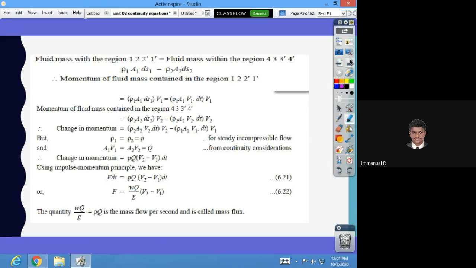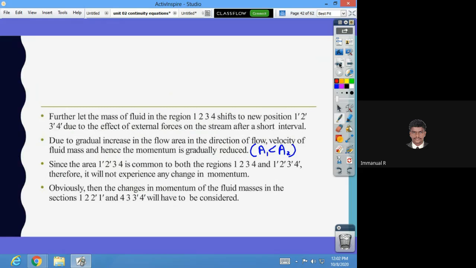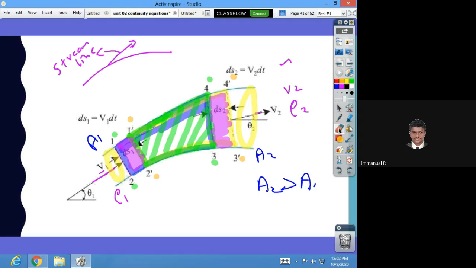So fluid mass within the region 1-2-2'-1' is equal to fluid mass within the region 4-3-3'-4'. Okay, this follows from the continuity equation. Whatever mass comes in will be equal to the mass out. So what is the formula for mass? Rho 1 A1 into ds1, which is the distance, and then rho 2 A2 ds2. Okay, so we will visualize this in this picture.